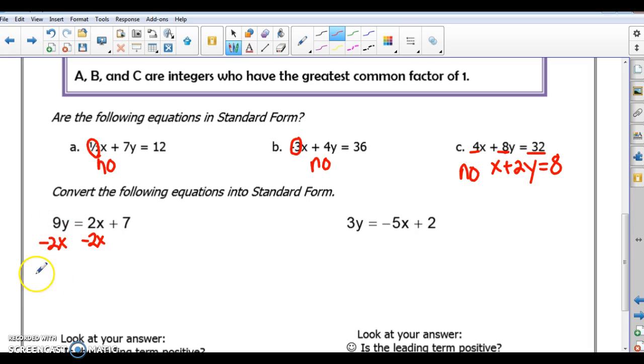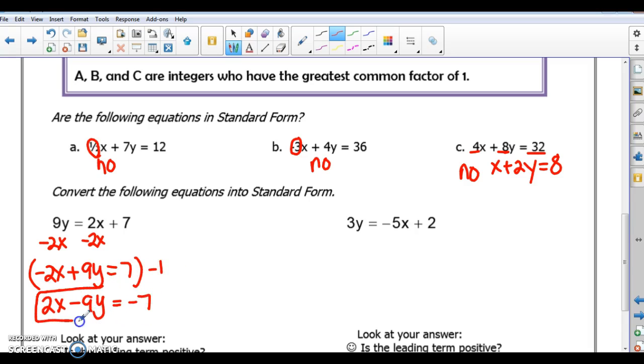We cannot combine like terms, so I'm going to just leave it as it is. Negative 2x plus 9y equals 7. We're almost done, but not quite there, because standard form should not have a negative leading coefficient. So negative 2 cannot be there. How can I get rid of the negative? I can multiply the whole thing by negative 1. Negative 2 times negative 1 is positive 2x. 9 times negative 1 is negative 9y. And 7 times negative 1 is negative 7. Therefore, this is the standard form. Okay?